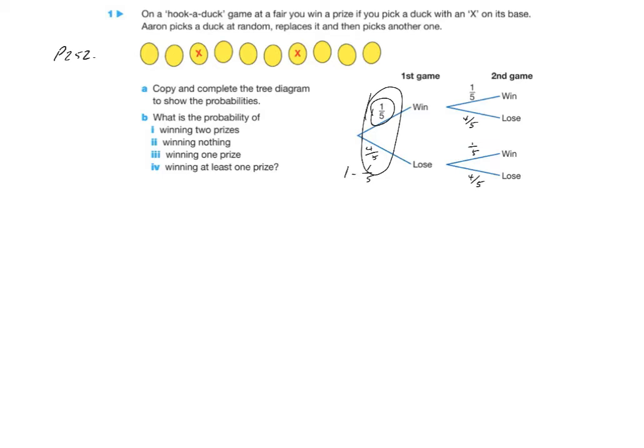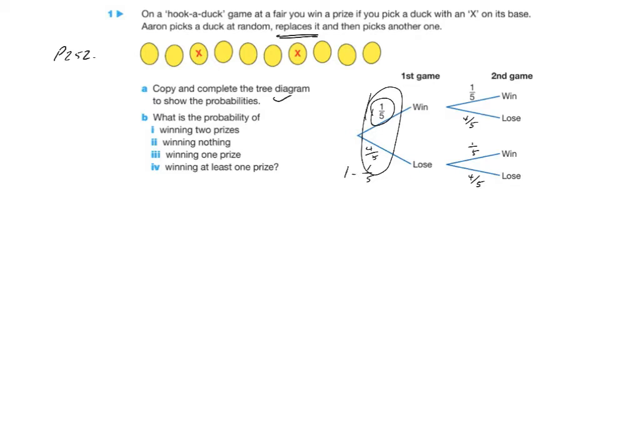Okay. Now, this is because, one of the reasons that I'll talk about in a minute, each time you play the game, the duck gets put back and you pick another one. So each game has 0 effect on the next game. We will discuss that in the next example, do not worry. So we've done that bit there, that's easy. Now, what's the probability of winning 2 prizes?